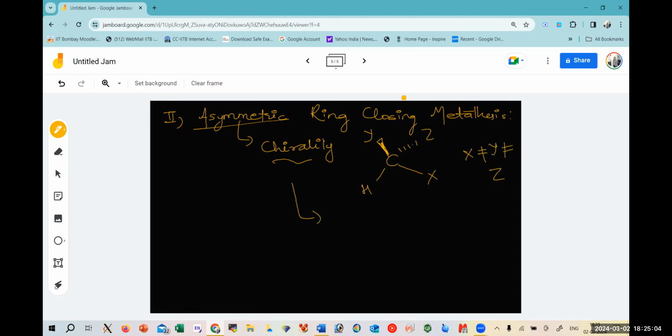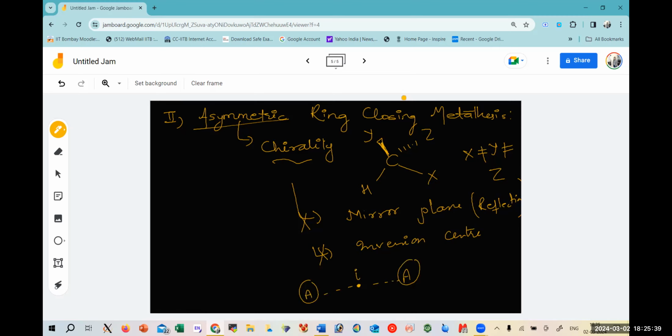Or if a system does not have a mirror plane or inversion center. For those who know group theory, that means it should not have a plane of reflection that would give exactly equal halves, and it should not have an inversion center. That means if it starts from this, it should not give you the same product on left and right side. So that is called an inversion center. So these points should be absent when we are talking about chirality.